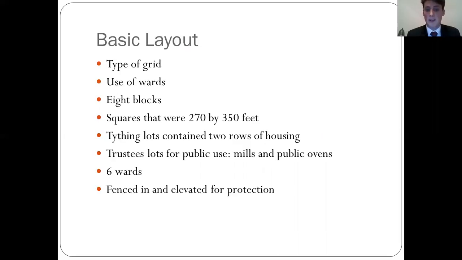It also had trustee lots, which were public lots for public mills and public ovens. Also, there were stores on these lots. Originally there were about 6 wards in his original plan. Around all of this original 6, it was fenced in and elevated for protection from the French, as a result of the war that was going on. It was elevated above the Savannah River.